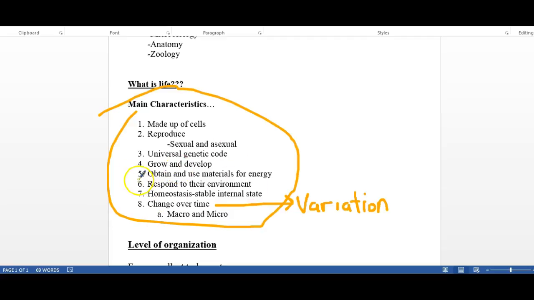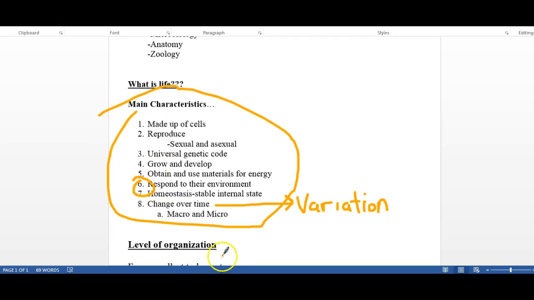So respond to the environment, homeostasis. Maybe they're the same. How about another one here? Obtain and use materials for energy, homeostasis. Maybe they're the same thing. Maybe they could actually fit in the same. But really, 8 is a good number. Just try to remember these.